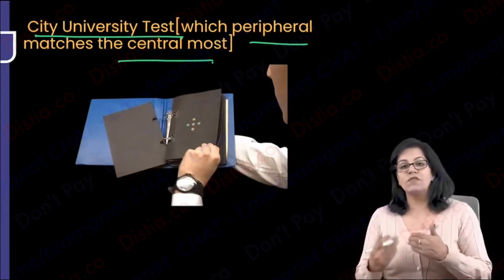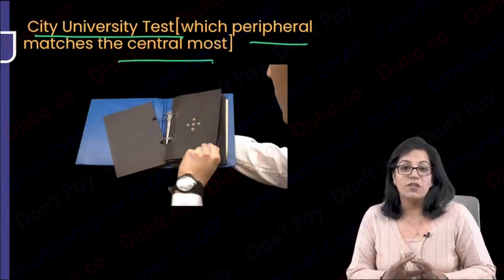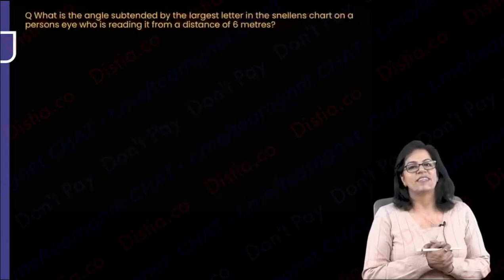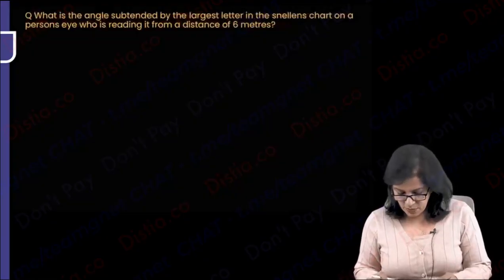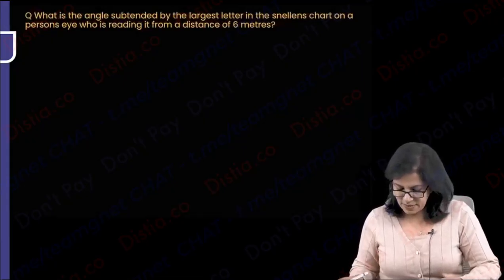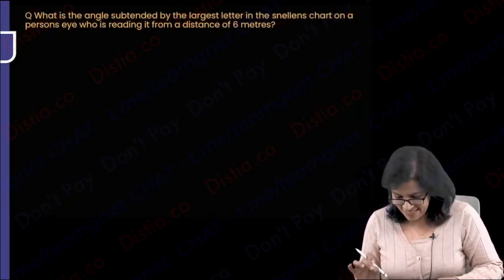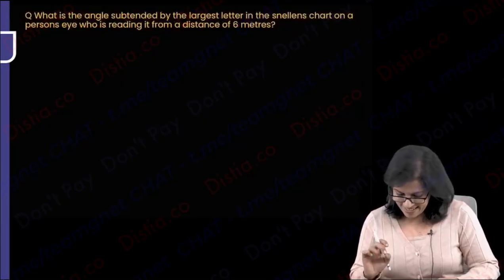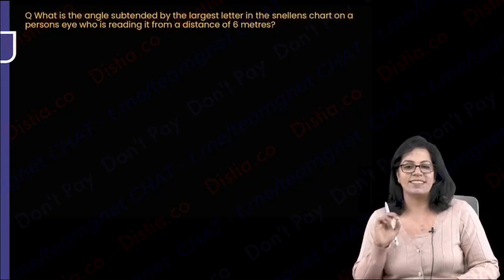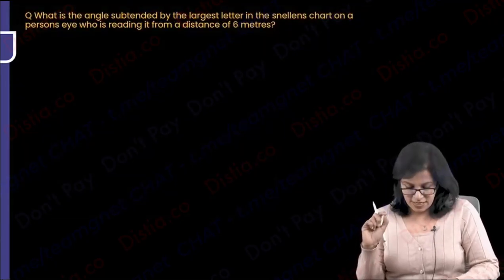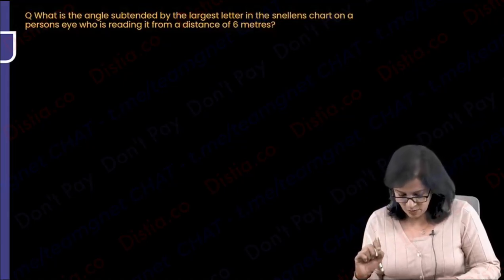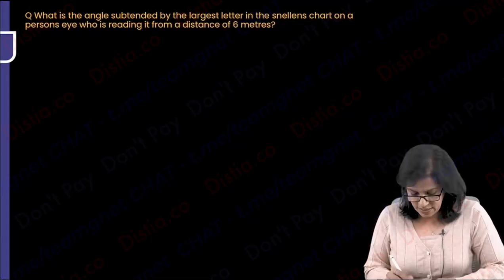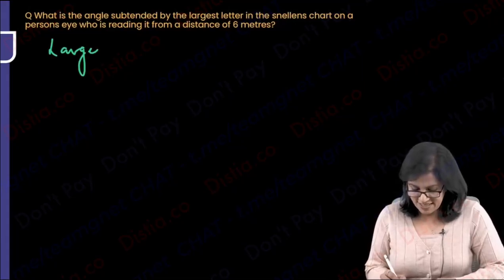Now let us solve a few questions on whatever you have just learned about the different visual perceptions, especially we are talking about form sense. Okay, so let's solve this. Let us read it together. What is the angle which is subtended by the largest letter in the Snellen's chart on a person's eye who is reading it from a distance of 6 meters? Everybody knows? Let's solve this. Which is the largest letter?